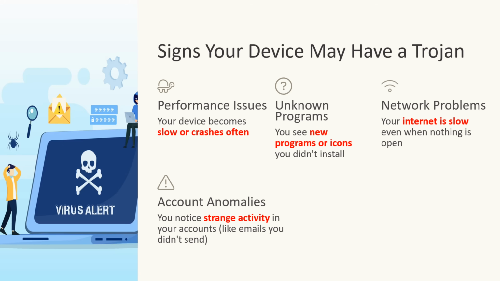What are the different signs you will see when your device may have a Trojan? Your device becomes slow or crashes often. You see new programs or icons which you didn't install. Your internet is slow even when nothing is open. You notice strange activity in your accounts, like emails you did not send.